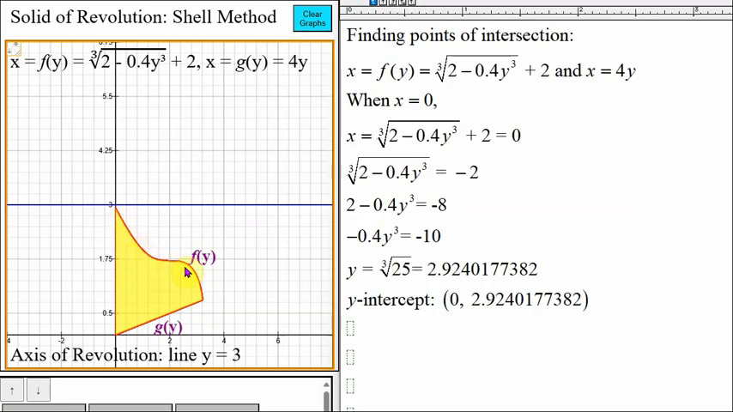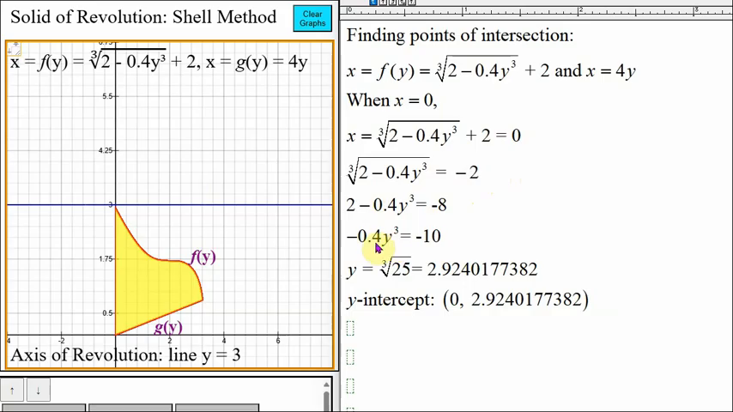Here's the graph of f of y, and we want this point right here, so we want the y-intercept. To get the y-intercept, we just set the x to 0. So we have the third root of 2 minus 0.4y to the third plus 2 equal to 0. And then subtract 2 from both sides, and then raising both sides to the third power. Then we get 2 minus 0.4y to the third equal to negative 8.